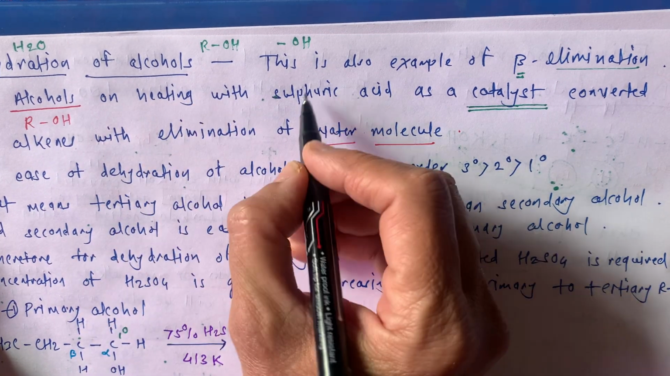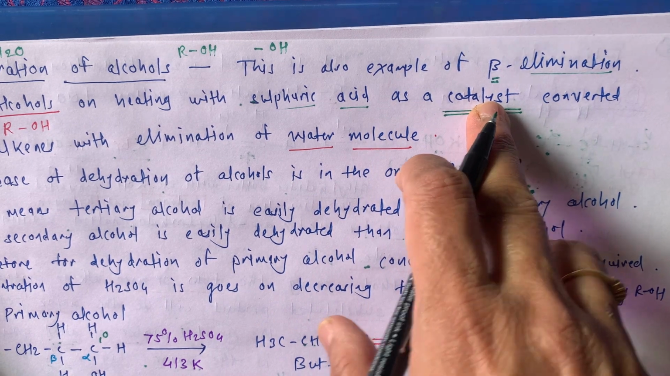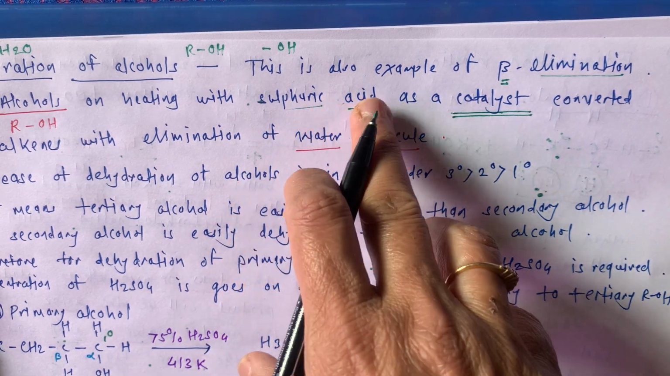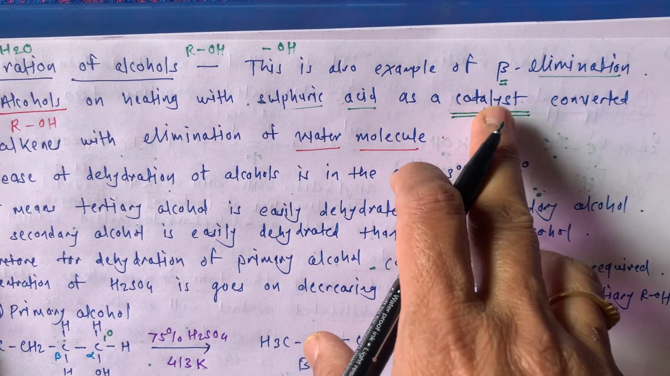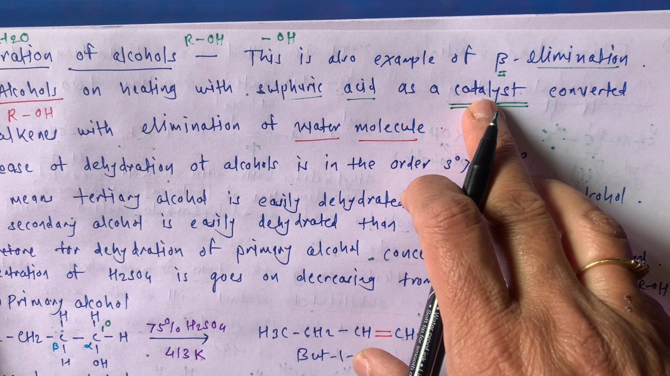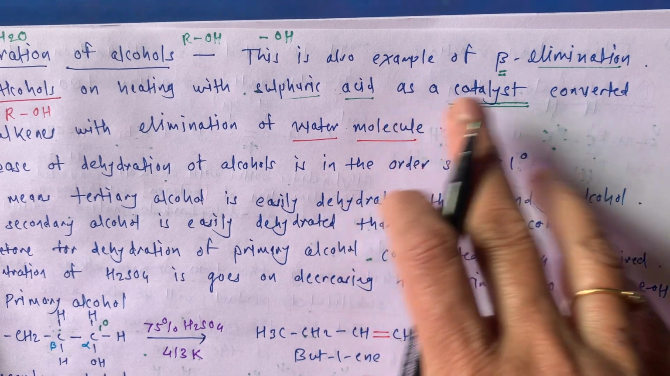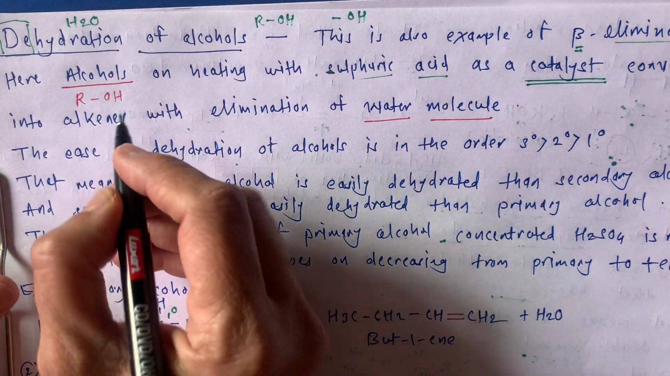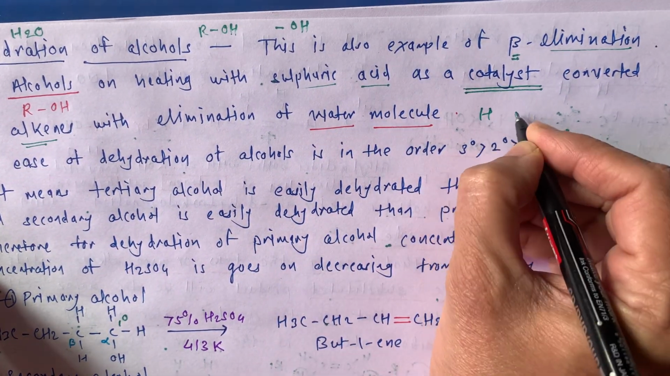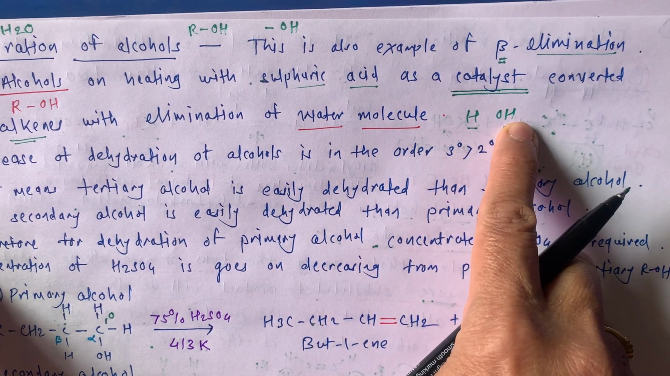What is going to happen over here? Alcohol on heating with sulfuric acid, and this sulfuric acid is used as a catalyst. In the previous case, KOH reacted with that alkyl halide, but now here sulfuric acid is used as a catalyst. What do you mean by a catalyst? You know that very well. A catalyst accelerates the reaction without taking part in the formation of the product. So this catalyst converts alcohol into alkenes by elimination of a water molecule, meaning H and OH. They are going to remove H and OH.